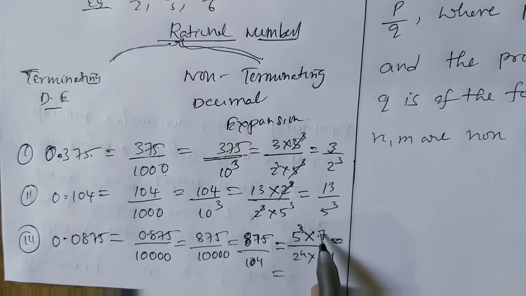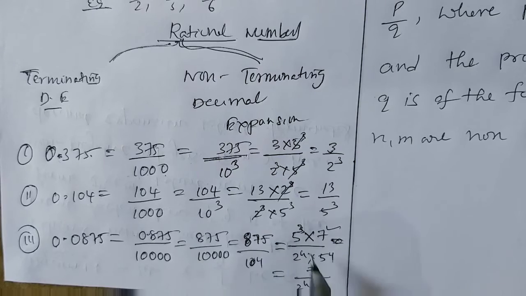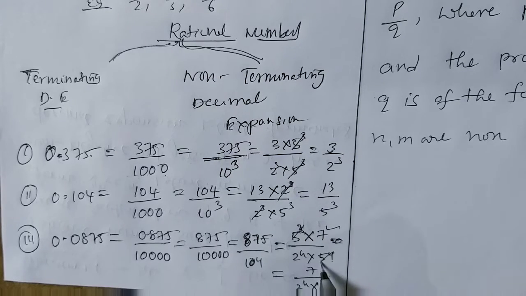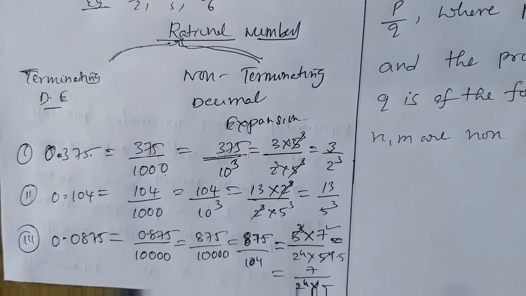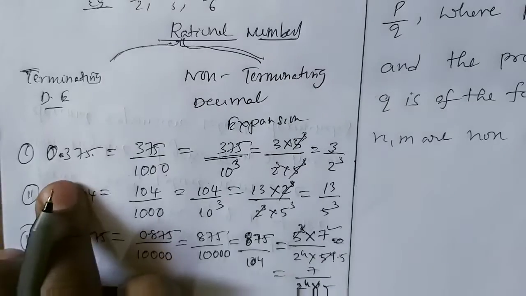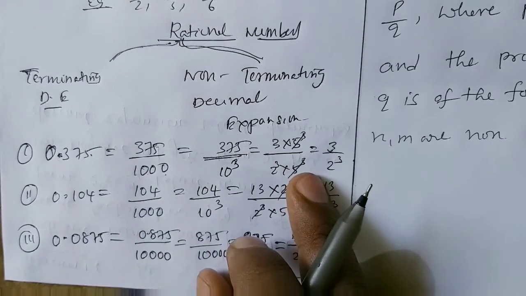So in the numerator we can see only 7, 7 by 2 power 4. Here 5 cube once, after cancellation we will get only 5. So the answer will be 7 by 2 power 4 into 5. Now see that these decimal expansions we have converted into P by Q form.